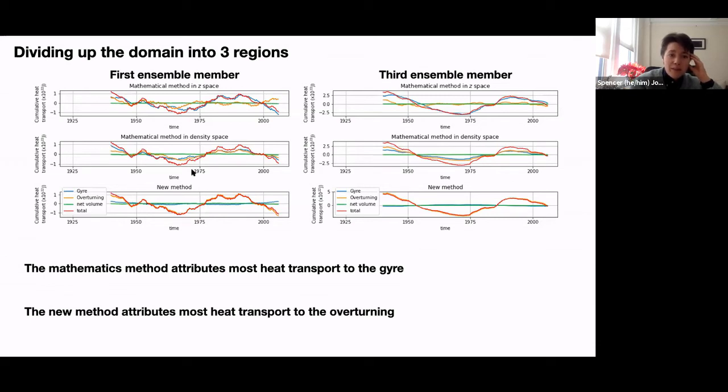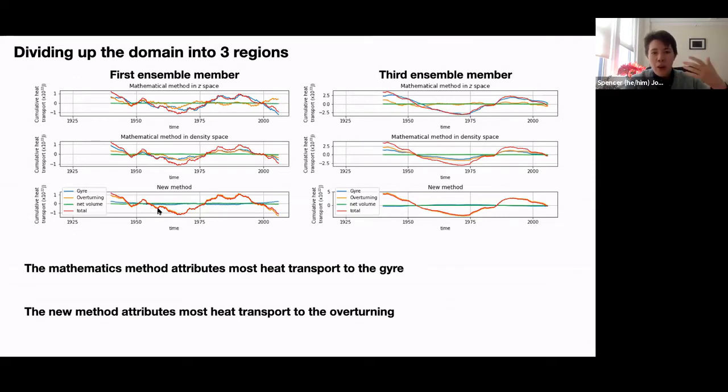The mathematical method in density space attributes this total variability sort of split between the gyre and the overturning, and then my new method attributes most of the heat content variability to variability by the overturning. And so, yeah, this is sort of the main result. It seems like the AMOC is what's driving the heat content variability.